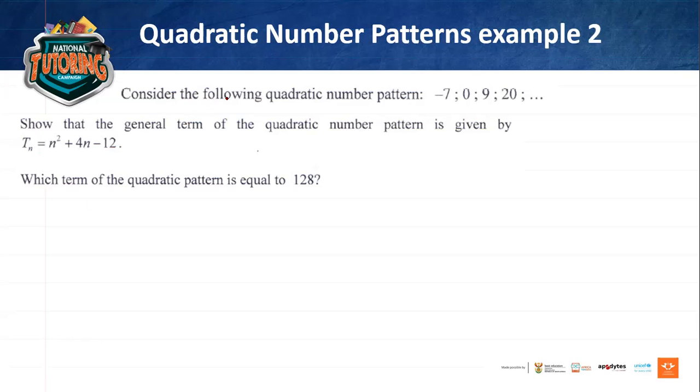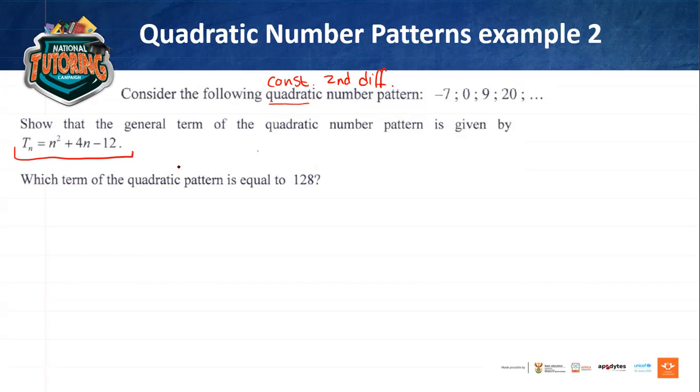Once again, this question has given us, they've told us it's a quadratic number pattern. They didn't have to, and sometimes they don't. And you have to then decide, is it quadratic or linear? In order to do that, you look to see whether it has a constant first difference or a constant second difference. And in our case, quadratic is going to be a constant second difference. Question 1 says, show that the general term of the quadratic number pattern is given by, and they've given you the formula.